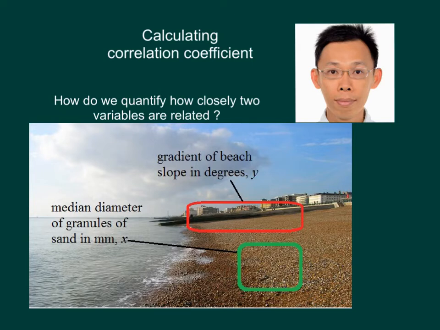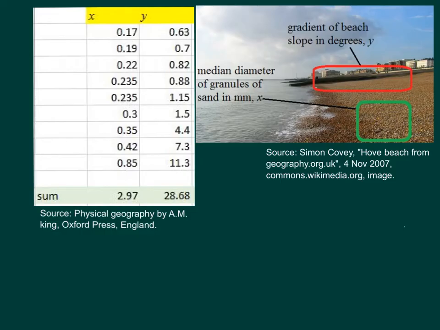Today we're talking about calculating the correlation coefficient. The question here is, how do we quantify how closely two variables are related? For example, how much is the gradient of the beach related to the median diameter of the granules of sand on this particular beach? It's a set of data that comes from this particular source.